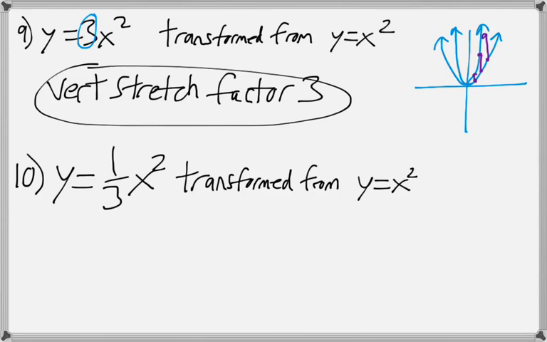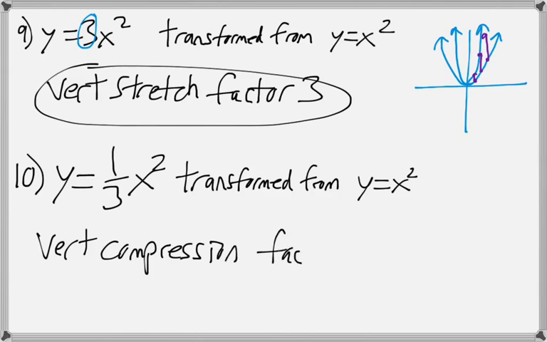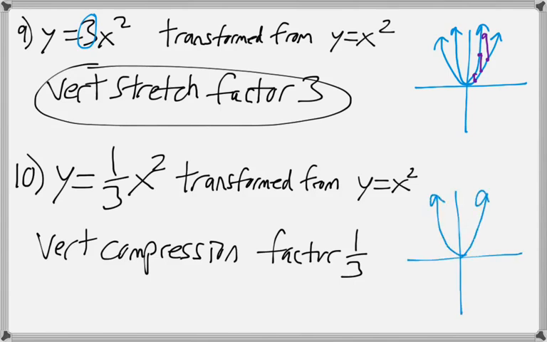1/3 x squared, if I transform that from x squared, that is a vertical compression of factor 1/3. So if you were to graph both of those on the calculator, you would see the parabola, and then your new one would look something like this. And that one's called a compression because all of your y values are below the original y values. So that would be our answer.